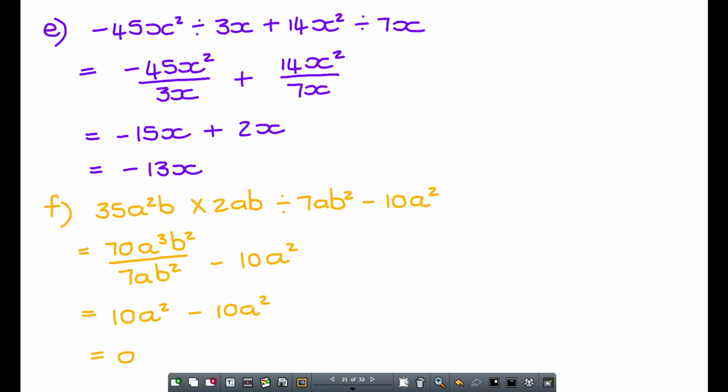Right. There's number E and F. Over here, I wanted you to see that I first had to do these two and sort out those two. And you'll see that I wrote those in the form of fractions.